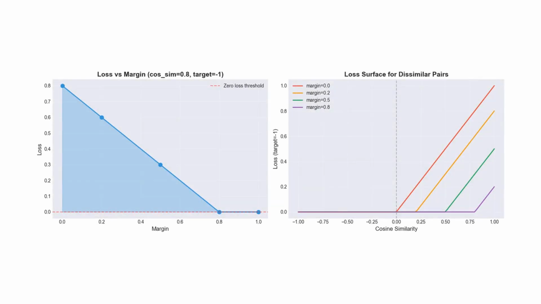This visualization beautifully shows two key insights. On the left, we see how increasing the margin directly reduces the loss for a fixed cosine similarity. On the right, we see the loss surface for dissimilar pairs across all possible cosine similarities. Notice how higher margins shift the curve to the right, creating a larger dead zone where no penalty is applied.